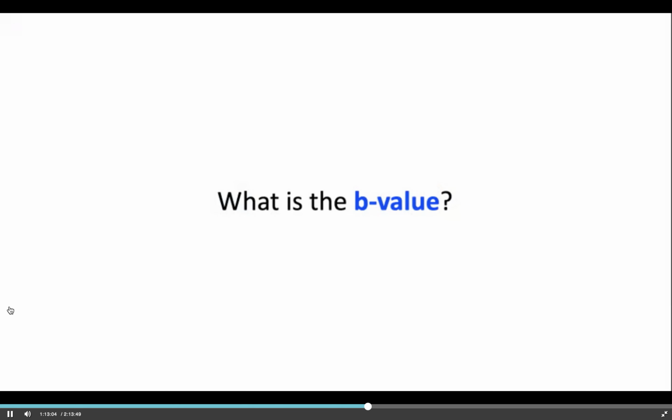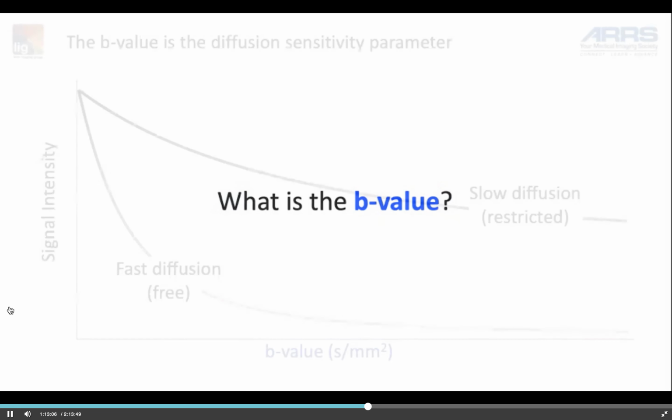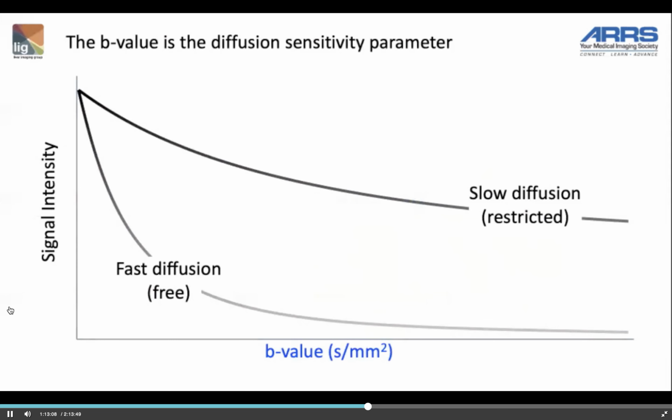Now, what is the B value? Because I mentioned the B value is the second parameter that's important. The B value is the diffusion sensitivity parameter. If you plot signal intensity versus the so-called B value, then you will be able to separate tissues with slow diffusion, restricted diffusion, from those with fast diffusion or free motion.